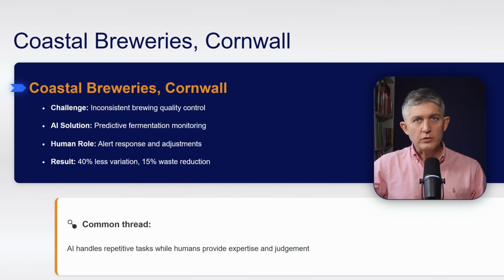Last but not least, Coastal Breweries in Cornwall. Their challenge was inconsistent quality control. AI was used to implement predictive fermentation monitoring. Humans responded to alerts and adjustments. As a result, 40% less variation and a 15% reduction in waste. You see the common thread across these examples: AI handles repetition and humans add judgment.